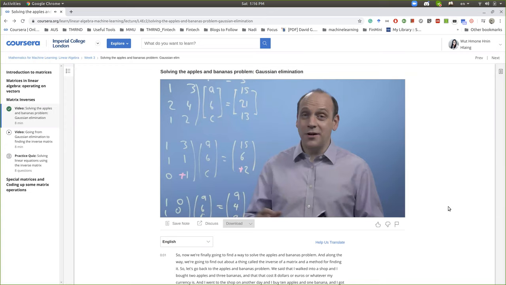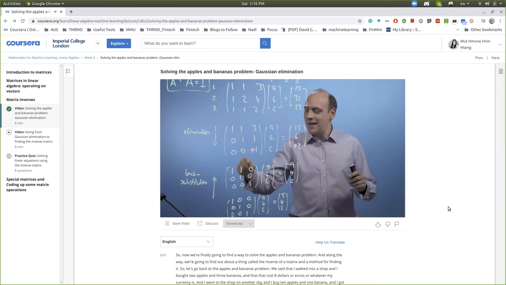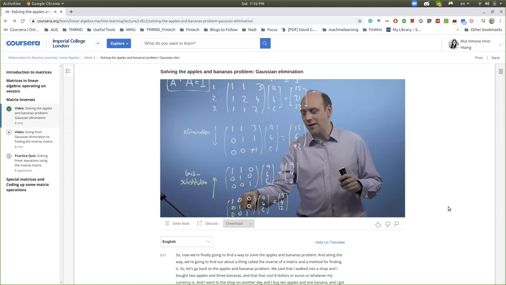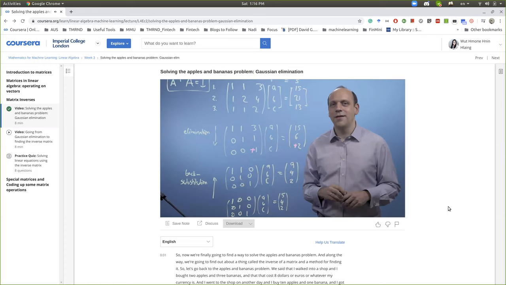And one thing to notice here is that in doing so, what I've done is I've transformed A into the identity matrix here. This is just the identity matrix. This one is on the leading diagonals and zero is everywhere else. So this is going to be a key to a way to find the inverse, which is what we'll look at next.